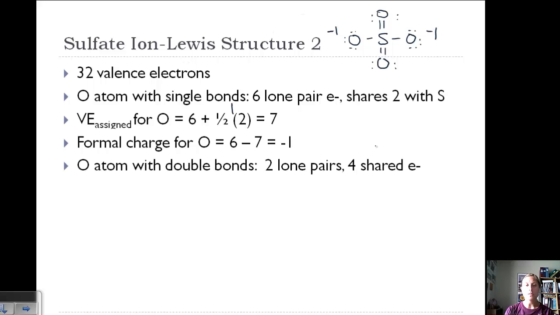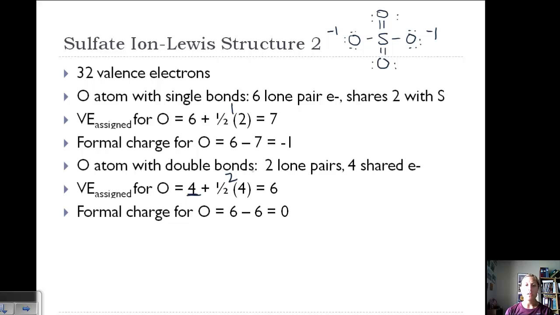So now if we look at the ones with the double bonds, we've got 2 lone pairs and then 2 bonds or 4 shared electrons. And so here's our lone electrons, and then minus 2 bonds, plus 2 bonds, so that's going to give us 6. And we know that the formal charge for these is 0 because here's that free atom, here's the assigned valence electrons, and so these get a formal charge of 0.